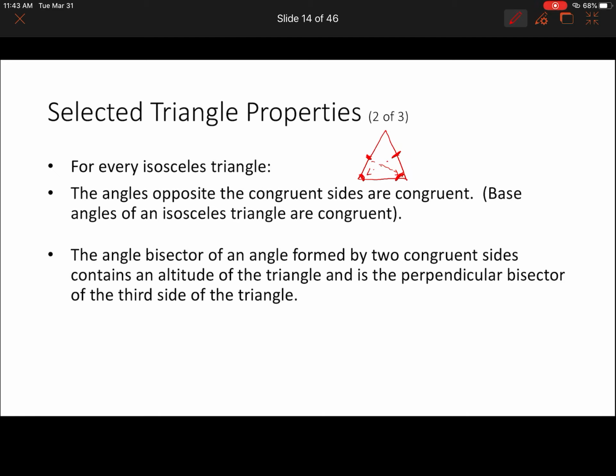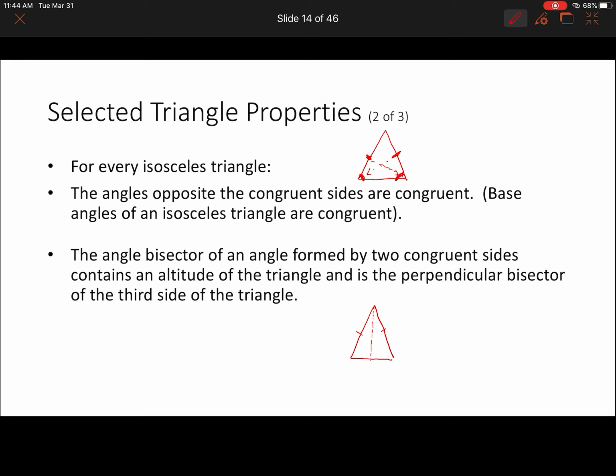In fact, when we talked about isosceles triangles in chapter 11, one of the things that I told you is that the base angles were congruent. So if you understand that isosceles triangles have two sides that are the same length, then their opposite angles are also going to be congruent every single time. And then our next theorem says that the angle bisector of an angle formed by two congruent sides contains an altitude of the triangle and is the perpendicular bisector of the third side of the triangle.